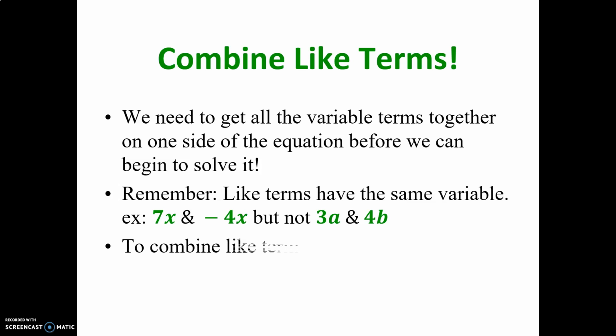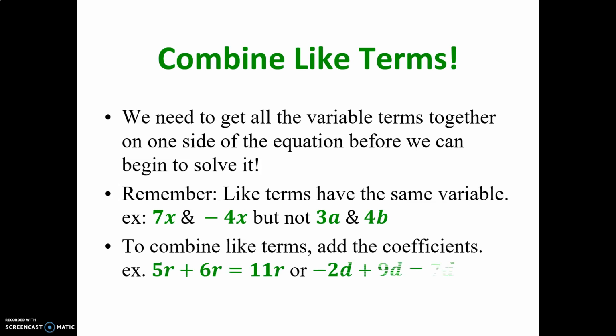To combine like terms, we just simply add the coefficients, and the coefficients, remember, are the numbers that are multiplied to the variable. That tells us how many of each we have. So like 5r plus 6r equals 11r, or minus 2d plus 9d equals 7d.